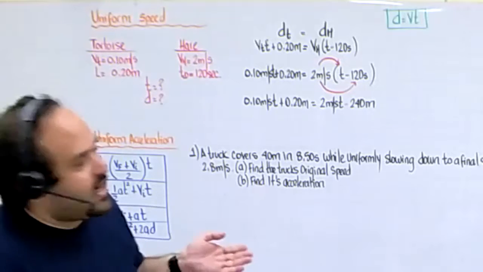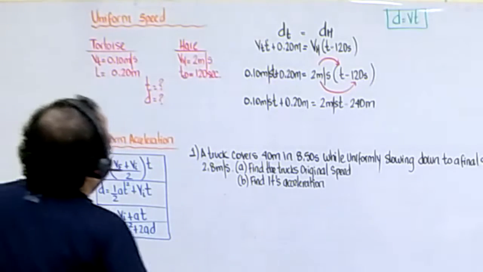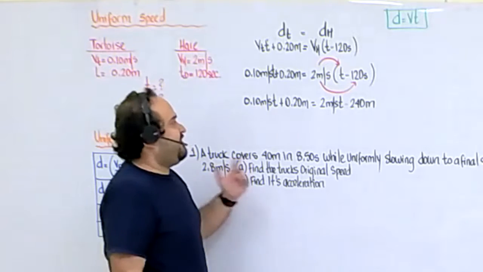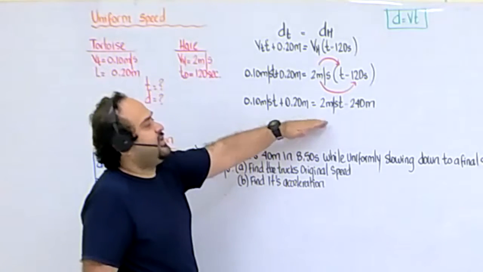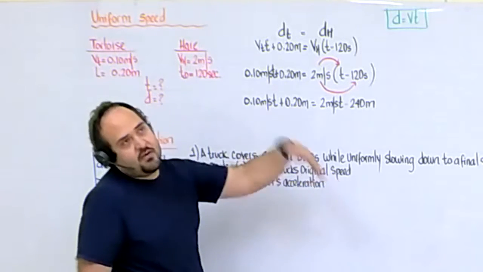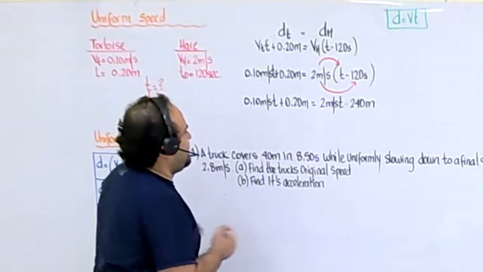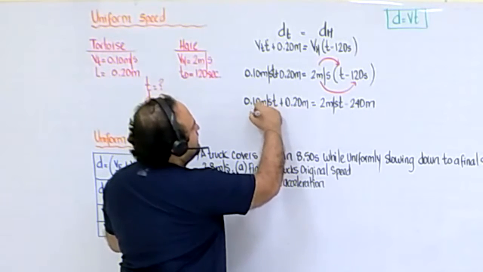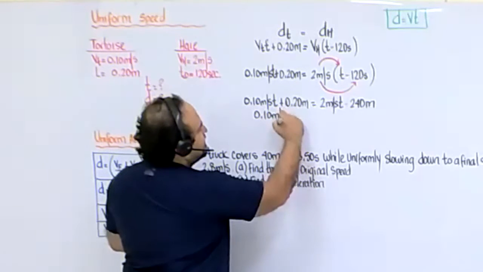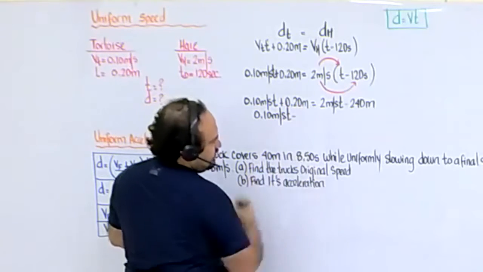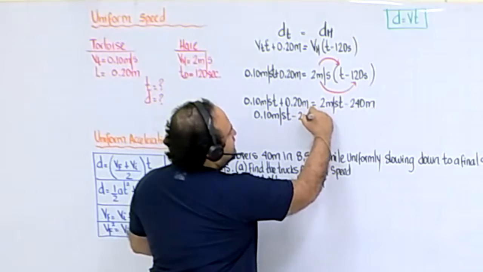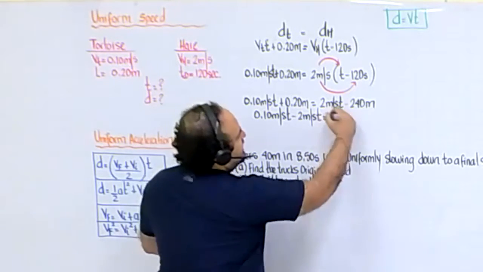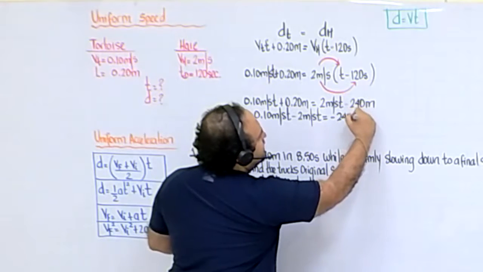We have a simple linear equation. We can regroup the variables on one side and the numbers on another one. If you wish, we can regroup the letter t on the left side and the numbers on the right side, or vice versa. At the end, it's the same. Okay, so what I'm going to do is regroup the letters over here, 0.10 meters per second t, subtracting 2 meters per second t, that will be equal to negative 240 meters.